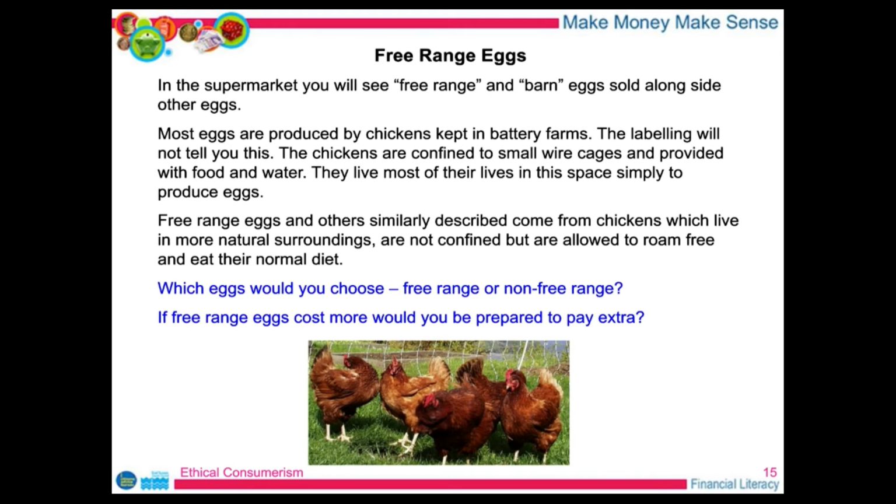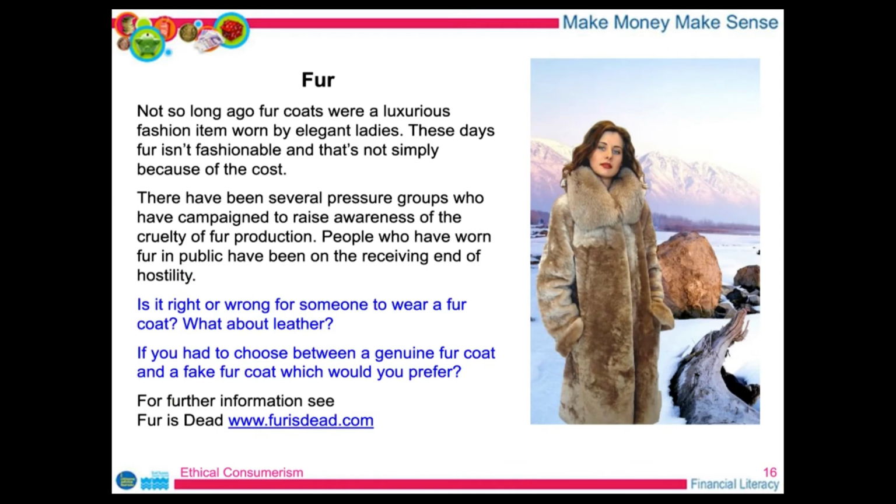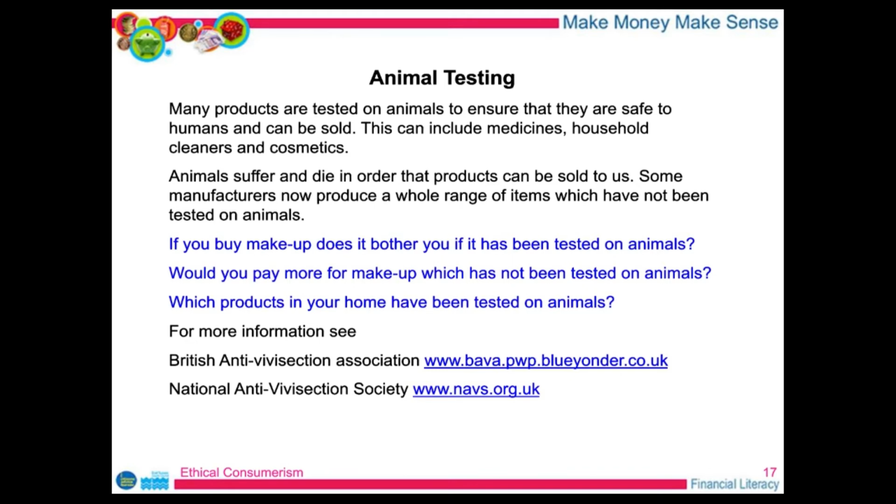Next slide here specifically about free-range eggs and how you can make an ethical choice about what eggs you buy. Fur. Do you agree that we should be wearing animal products? And again, there's a link that you can follow, furisdead.com. Animal testing. So again, the products that we buy being tested on animals. There's a number of websites that you can research about animal testing and whether you feel that it is something that you should make an ethical consumer stand against.